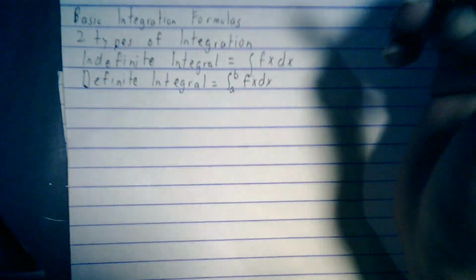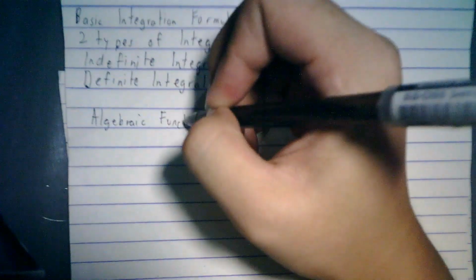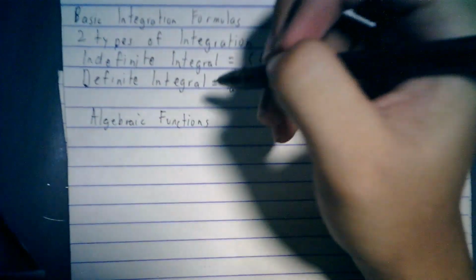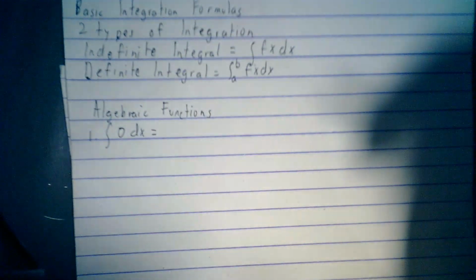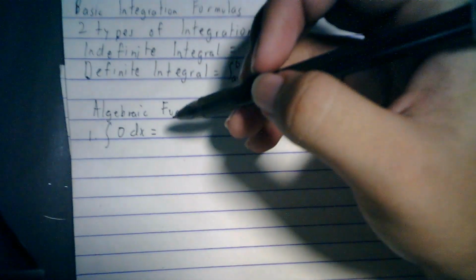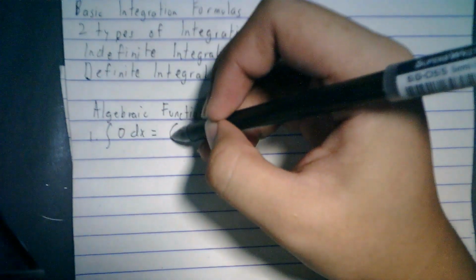So, first type of integration formula, algebraic function. First, we have the integral of 0 dx. We all know the integral of 0 dx is just equal to c, a constant.